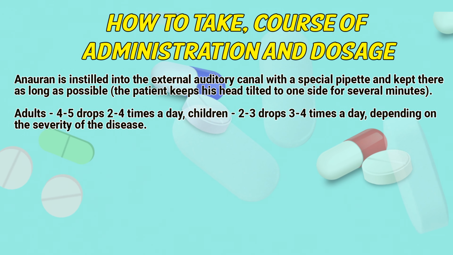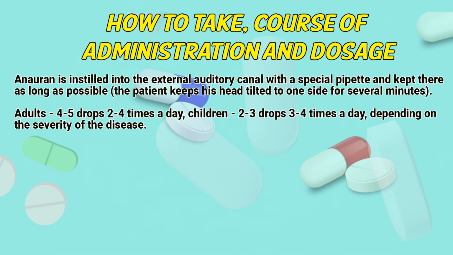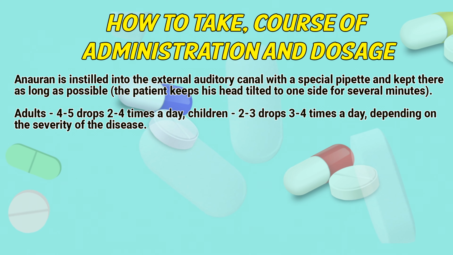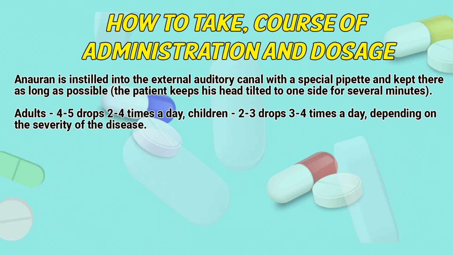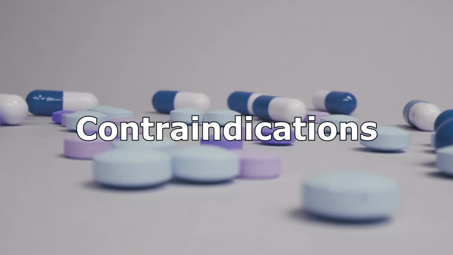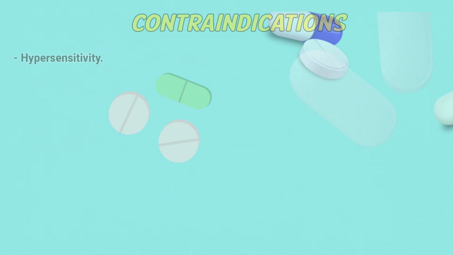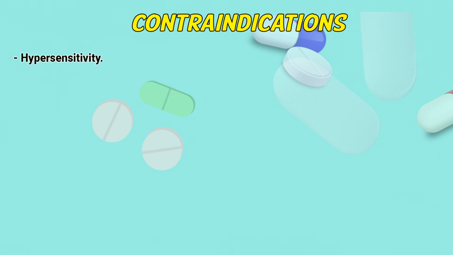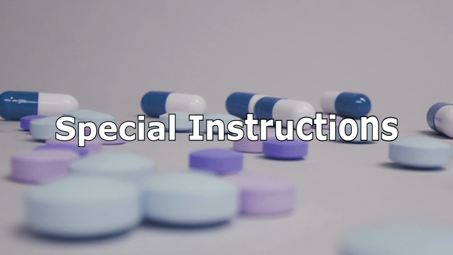Adults: 4 to 5 drops 2 to 4 times a day. Children: 2 to 3 drops 3 to 4 times a day, depending on the severity of the disease. Contraindications: hypersensitivity.